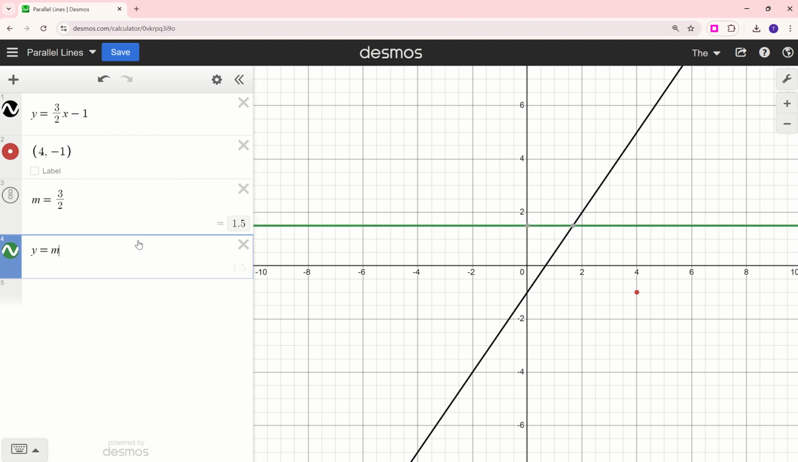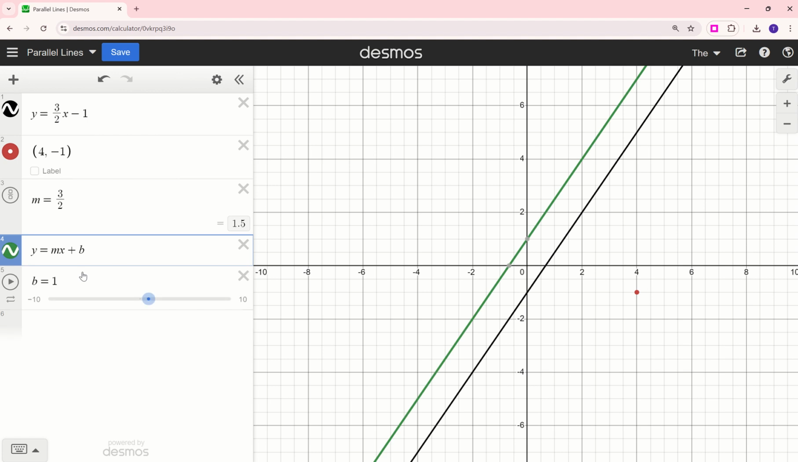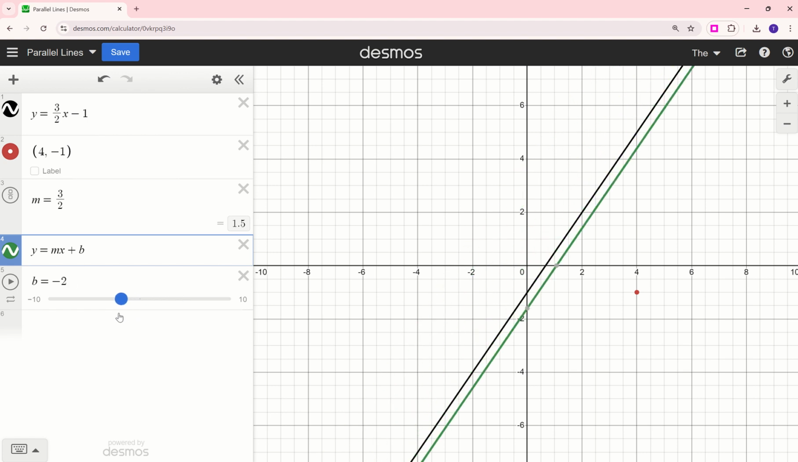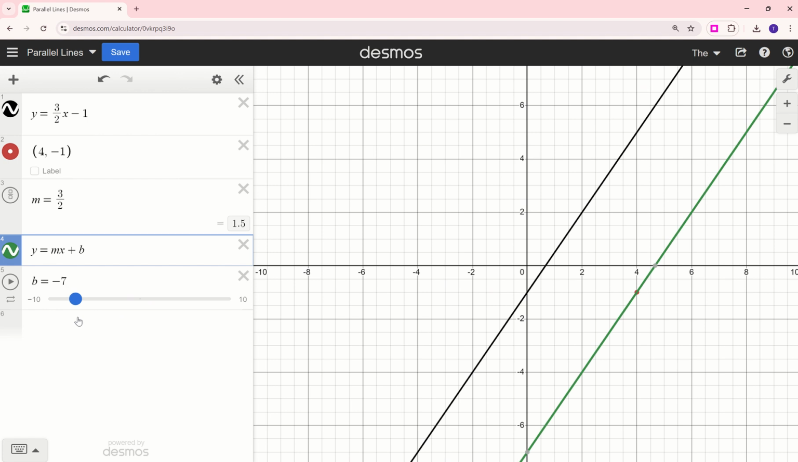In line 4, we're going to write the general form of a linear function, which is y equals mx plus b. We've already assigned m to equal 3/2 because we're writing the equation of a parallel line. Now you're going to add a slider for b, and the goal is to make this green line pass through this given ordered pair. So we're going to drag the slider until the line passes directly through the center of that point. And you can see that value is -7 for b.